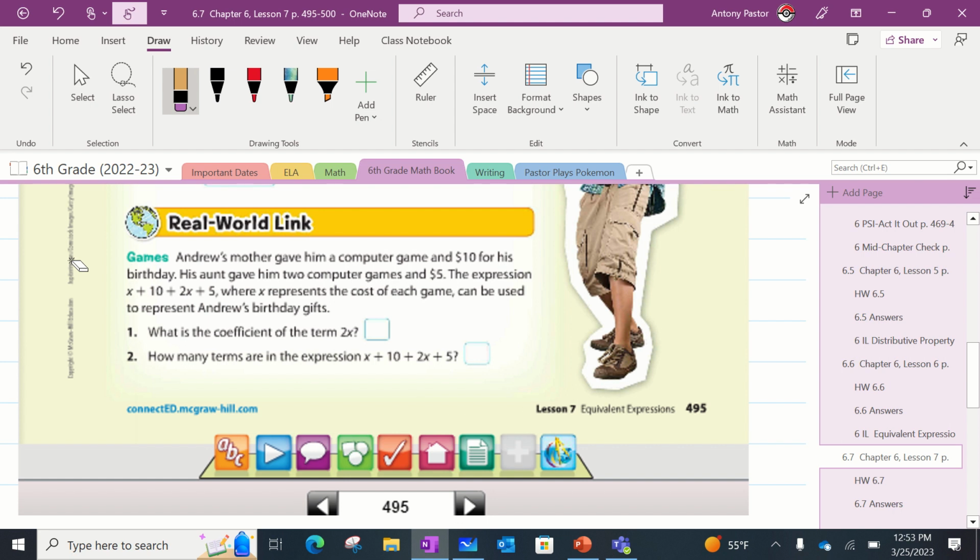So again, his mom gave him $10, which is where this 10 here comes from. They also gave him a computer game, which is what the first x is, because we don't know how much a computer game is. His aunt gave him 2 computer games and $5. So the 10 and the 5 represent money, and the x values represent the cost of each game. And since there's 3 of them, x plus 2x, that would make 3x. The coefficient of the term 2x would be 2.